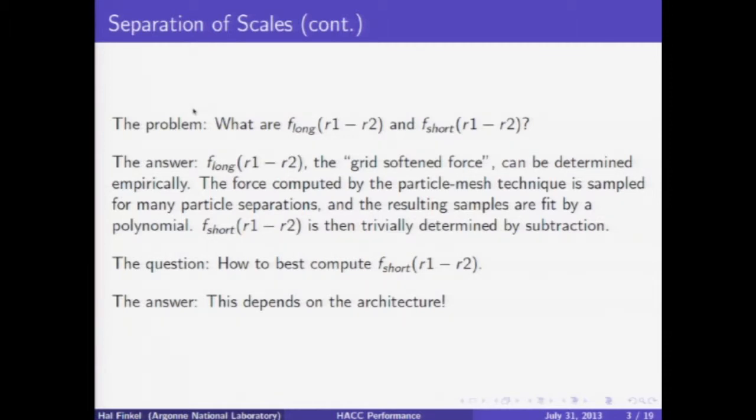The answer, since this is portable performance, is that's the non-portable part in some vague sense. That's the thing that's going to depend on the architecture. Different architectures will have different optimal ways of computing this short-range interaction. I'm going to tell you about how we do this on the Blue Gene, and this is going to tell you about how we do this on GPUs. There are a lot of similarities, but also some differences.